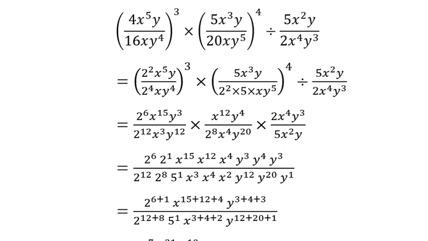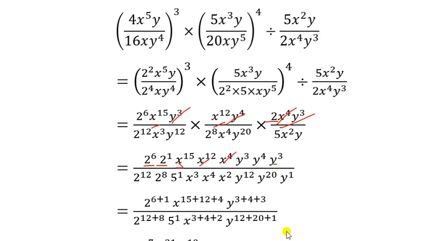First we'll arrange all the numbers in numerator place and in denominator place also. So first 2 to the power 6, then 2 to the power 1. See, because here 2 to the power 6, here 2 simple is given, then 2 to the power 1 I wrote. Then x to the power 15, then x to the power 12, then x to the power 4, then y to the power 3, y to the power 4, and y to the power 3.